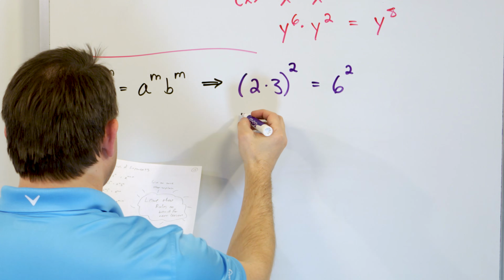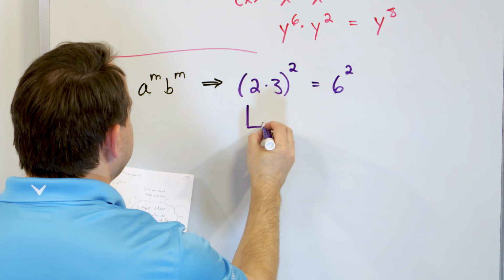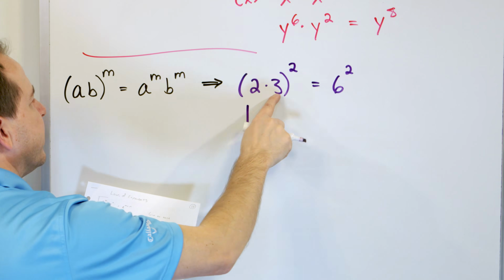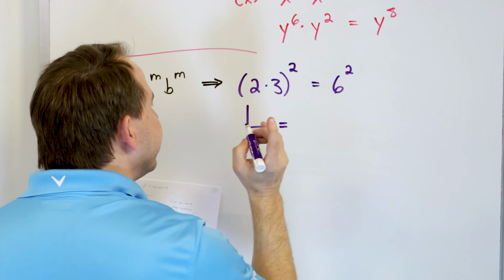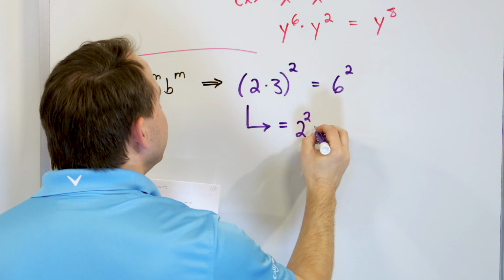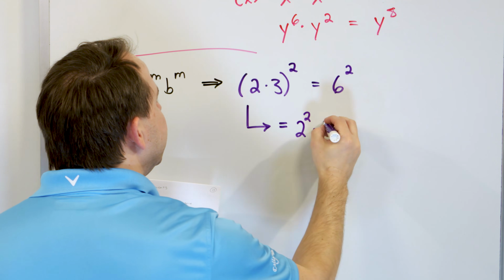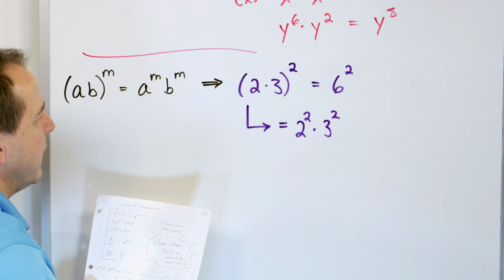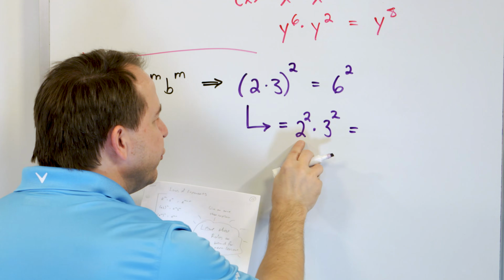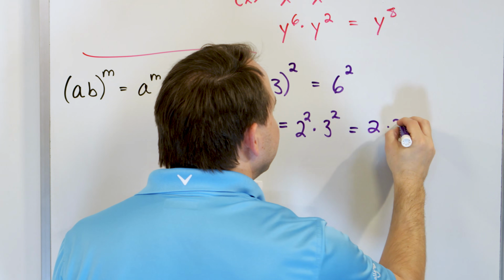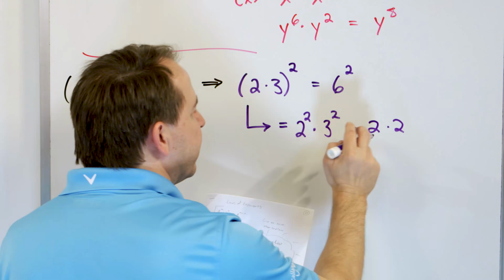So let's go down here. What we're saying is when you have two things multiplied raised to a power, we can apply that power to each thing individually. So this is also equal to 2 to the 2 power times 3 to the 2 power, right? That's what we're saying it is, right? And if we do this, then 2 squared is what? 2 times 2, right? And 3 squared is what?